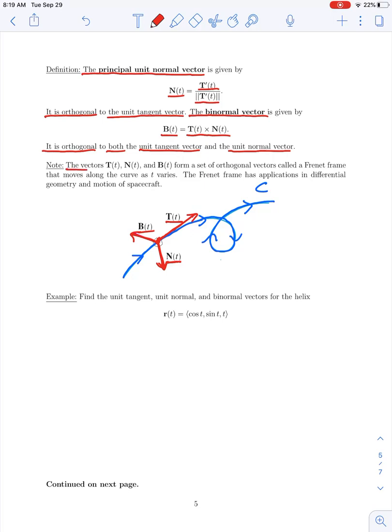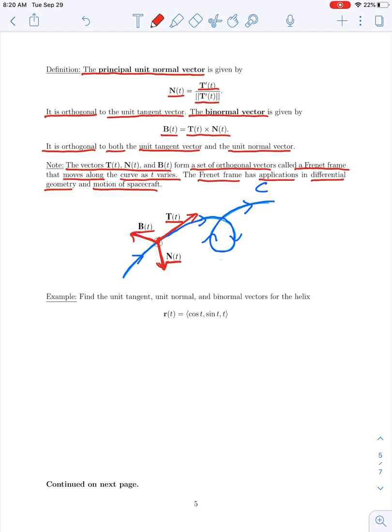Notice from our illustration that these 3 vectors, the unit tangent, the unit normal, and the binormal vectors, form an orthogonal set of vectors, which is sometimes called a Frenet frame that moves along the curve as t varies. This Frenet frame has some nice applications in differential geometry, or in studying the motion of spacecraft in 3 dimensions. It provides a frame of reference for an object moving through 3 dimensions at any given point along its trajectory, or this space curve, C.